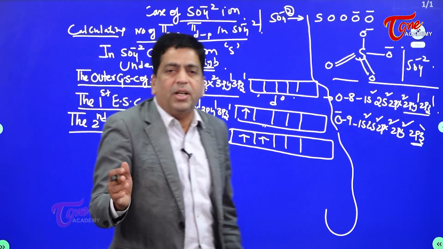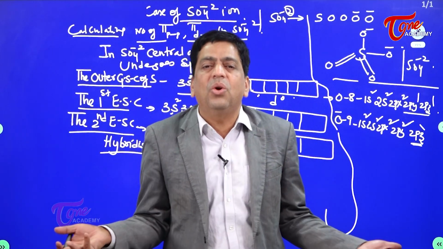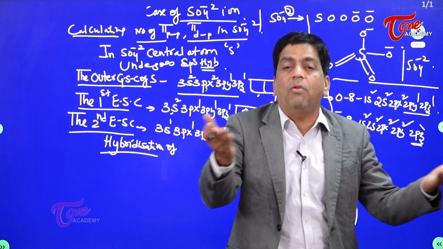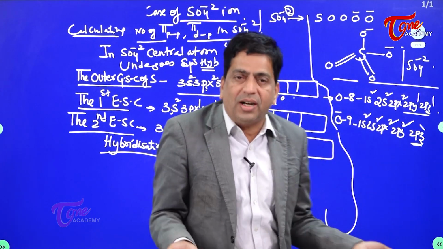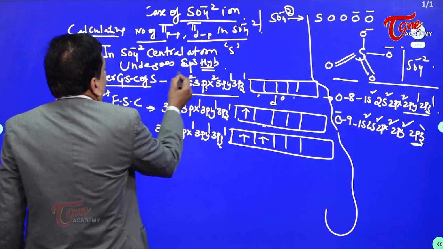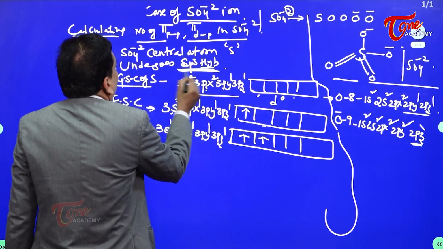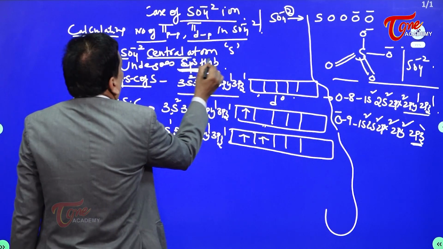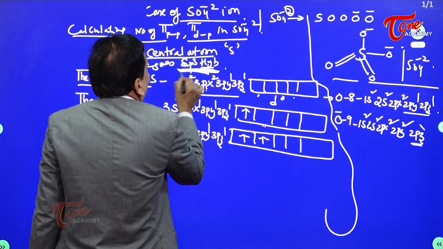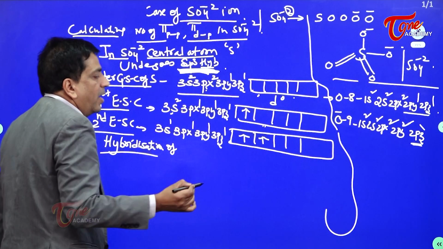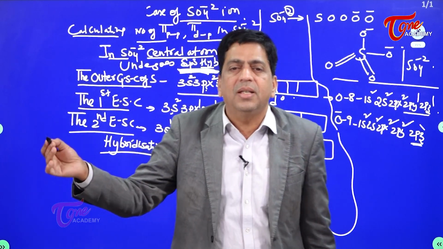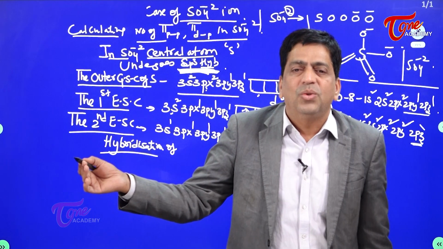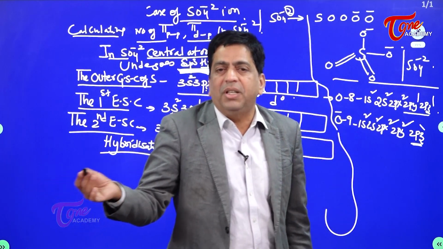We can calculate it using the formula H is equal to half into V plus M minus E plus A, which I have already done in the beginning. And it is coming to sp3. That's where we started off the draft. In sulfate ion, the central atom undergoes sp3, which you can find through the formula H is equal to half into V plus M minus E plus A. So it's sp3 hybridization.